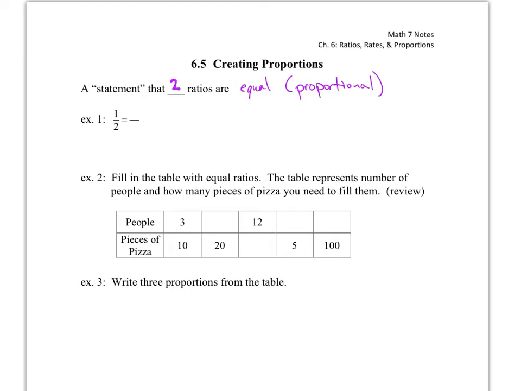All right. For example, 1 over 2, or 1 to 2, is the same as 2 to 4. Or you could have said 3 to 6. Now, you would read that because it's a statement. So you would say 1 to 2 is equal, or you could say is proportional.